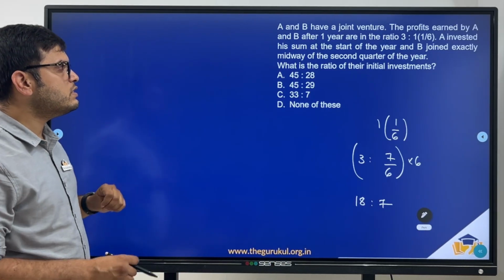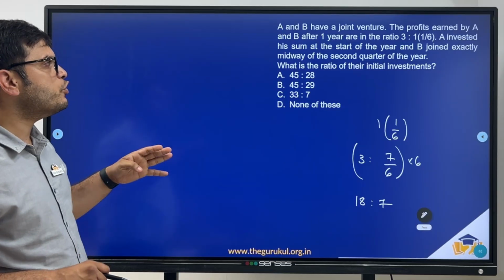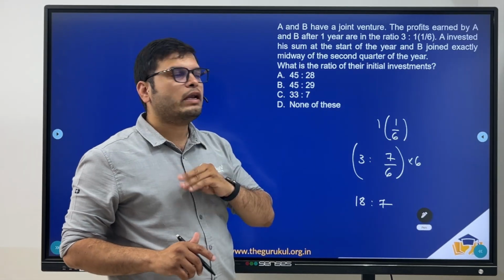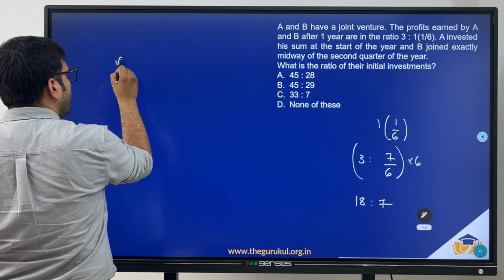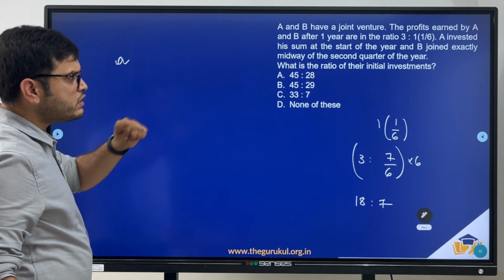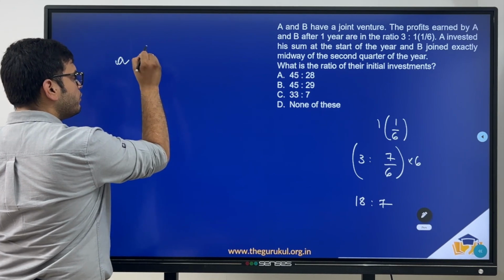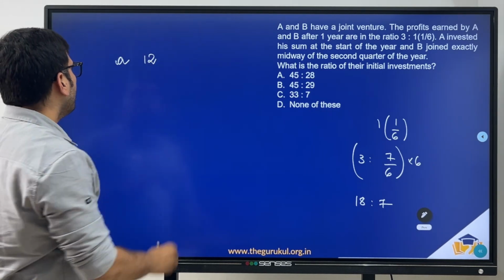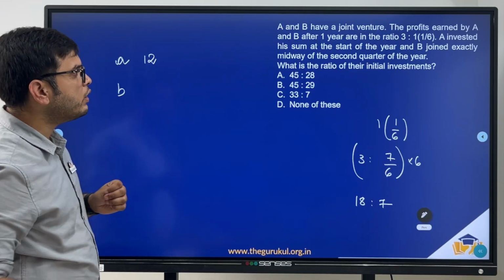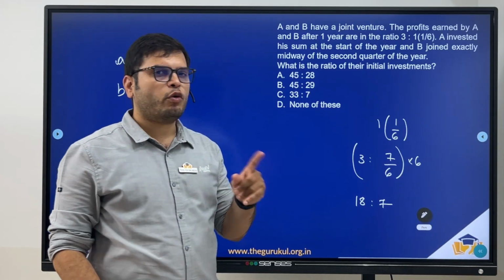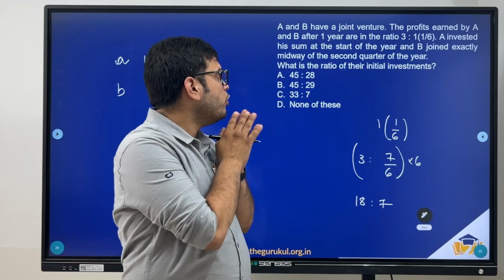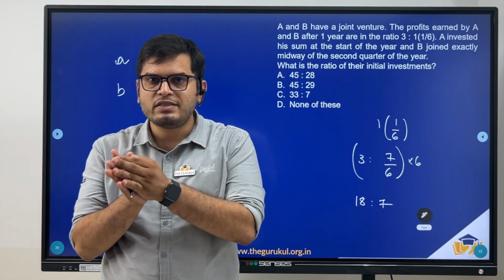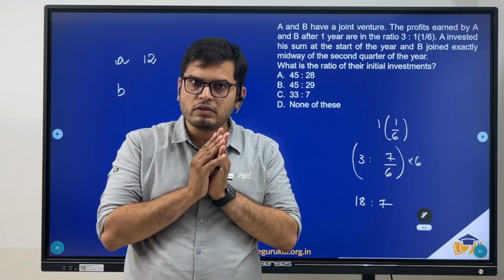Now A invested his sum at the start of the year and B joined exactly midway of the second quarter of the year. So let A's capital be A. Time invested by A is 12 months. Whereas B joined exactly midway of the second quarter. One quarter is 3 months, right? So he did not put his investment in the first quarter. So let's subtract 3 months. So you have 9 months.